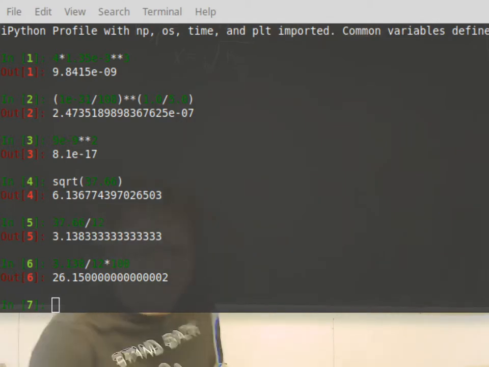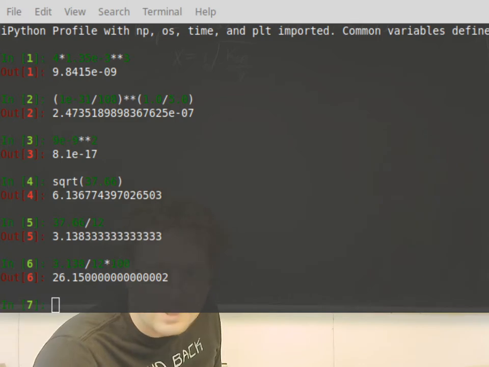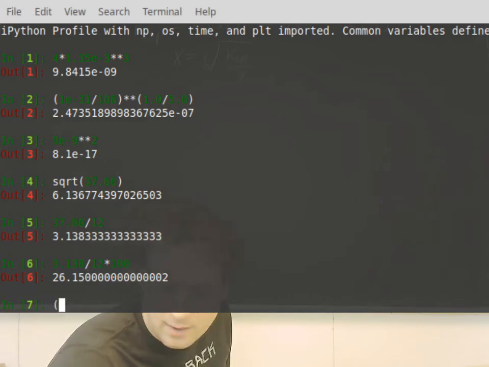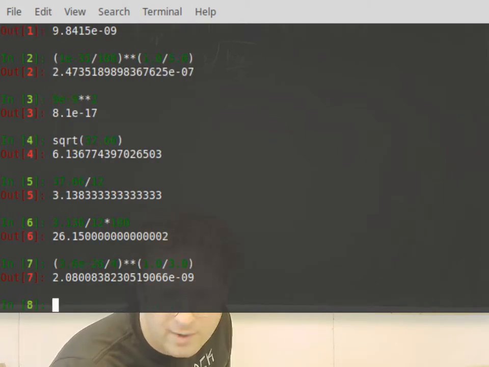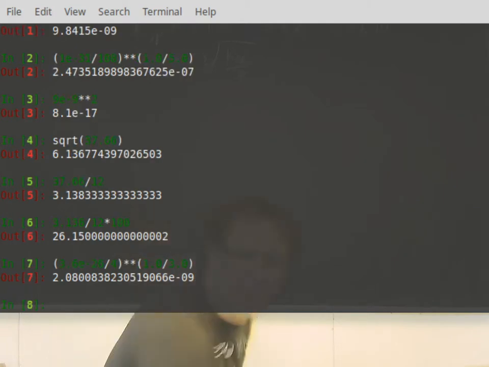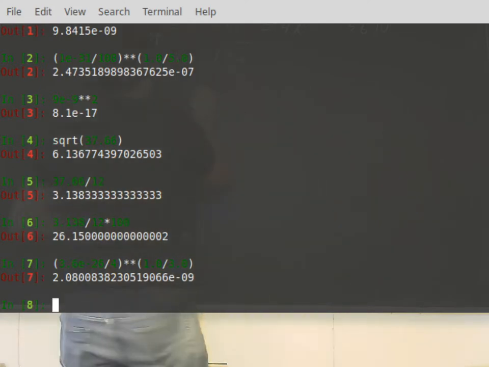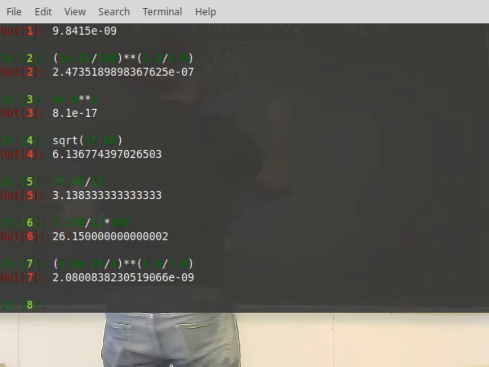So we're going to take 3.6 E negative 26, divide that by 4, and raise it to the power of 1/3. And we get 2.08 times 10 to the negative 9th. So x is equal to 2.08 times 10 to the negative 9th.